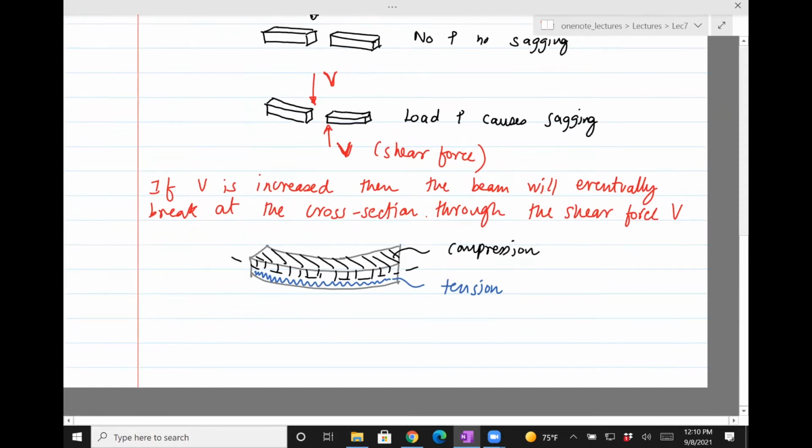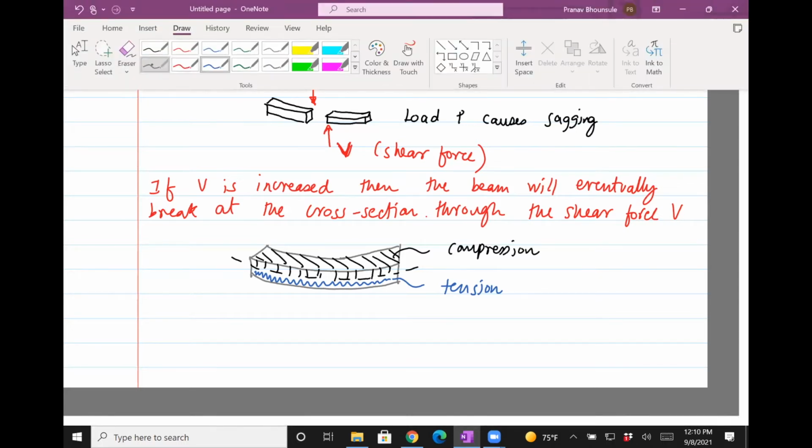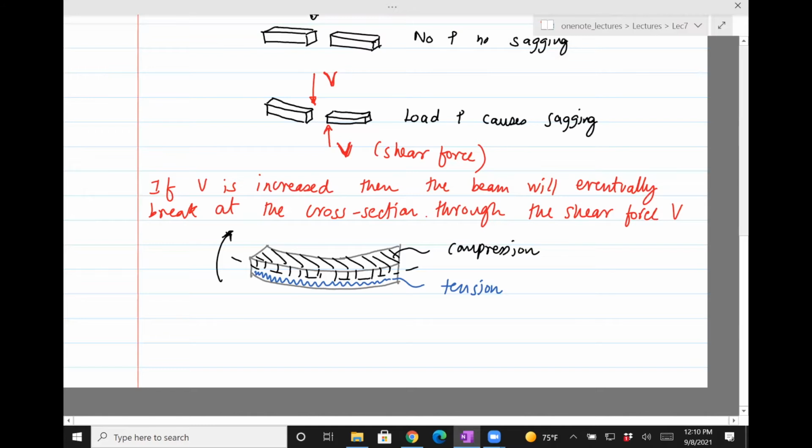Okay, so if we have a beam which is now bent in the shape of an arc, then we can say that it's actually being bent by a moment, bending moment M. So clearly there's a bending moment involved. If there was no bending moment, it would not have bent, right?